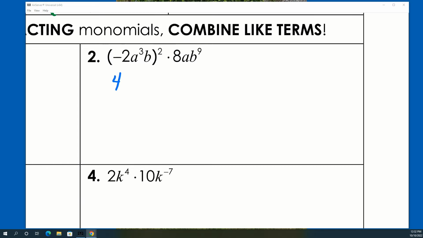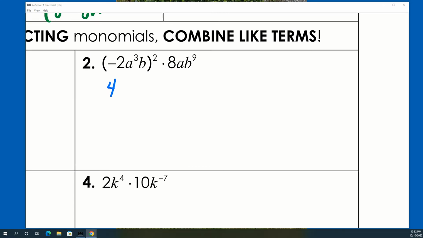Now, if you're going to type it in the calculator, make sure you do negative 2 in parentheses and the square on the outside, or it'll mess up. All right, and then for the powers, when it's a power raised to a power, you're going to multiply. So that's going to be a to the 6th and b to the 2nd.